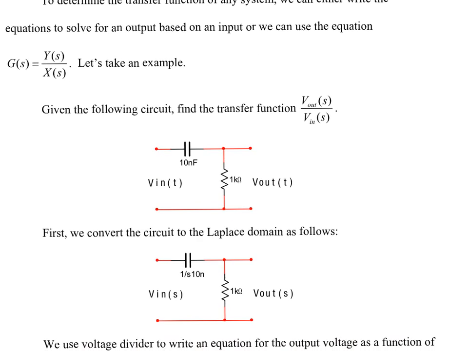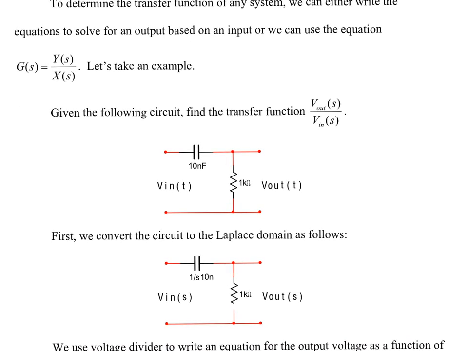So let's take a look at an example. Let's find some transfer functions for this circuit. The first thing we have to do is determine what our input is, what our output is, and what our transfer function is. Our transfer function is transferring the input, in this case V in, to the output, V out. Because we have a 10 nanofarad capacitor in there, it would be easiest to do the transfer function in the Laplace domain. So we convert everything into the Laplace domain as so.